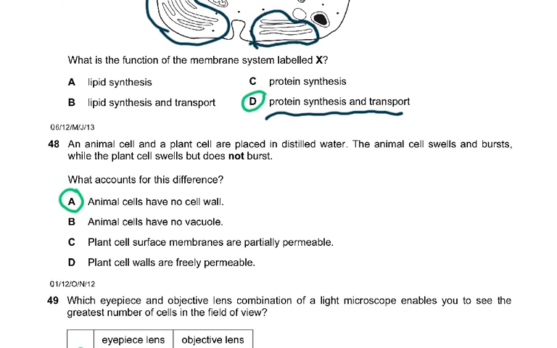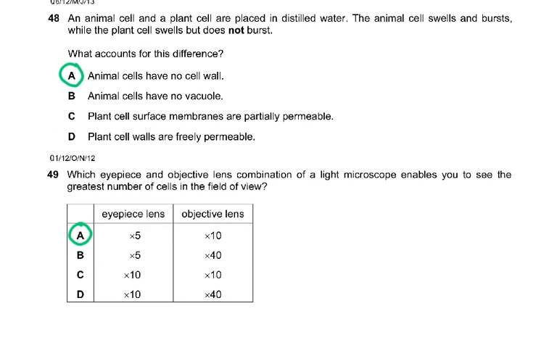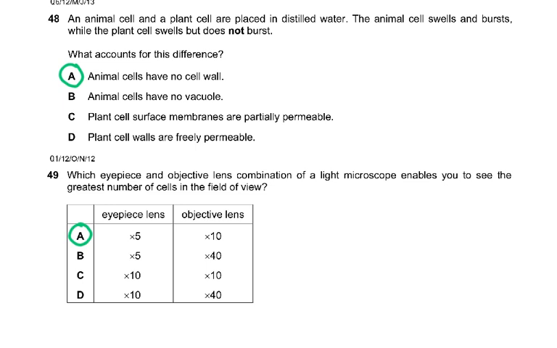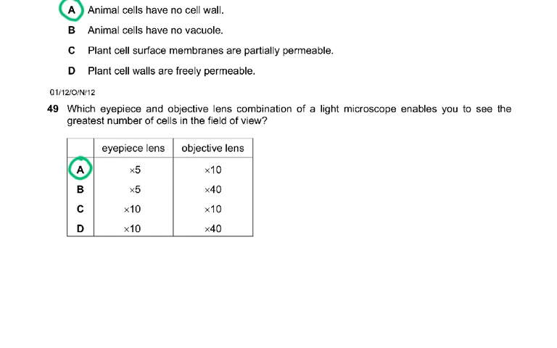Then question 48, an animal cell and a plant cell are placed in distilled water. The animal cell swells and bursts while the plant cell swells but does not burst. What accounts for this difference? Animal cells have no cell wall, that is why they burst. Plant cells have a cell wall which protects them and prevents them from bursting.